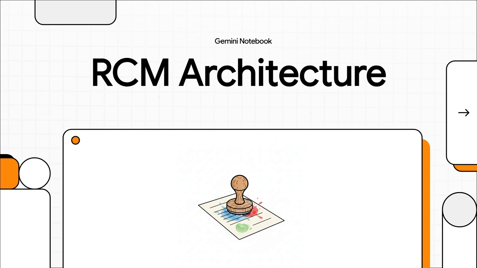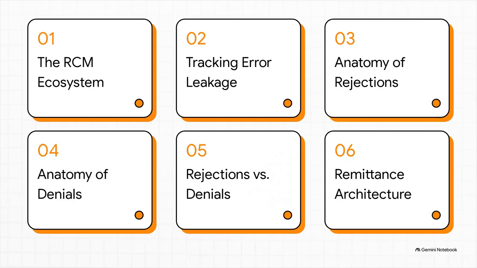Well, today, we're going to establish the exact line where revenue leaks occur, and we're talking about the kind of leaks that cost practices thousands of dollars a single week. We're taking a really analytical, pragmatic look at why claims fail, where they fail, and the precise mechanical divergence between a rejection and a denial. So here is our roadmap for today. We'll be walking through the complete RCM ecosystem, tracking error leakage, looking at the anatomy of rejections and the anatomy of denials, breaking down rejections versus denials, and then we'll wrap up with an intro to remittance architecture.